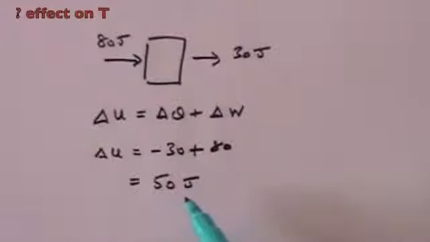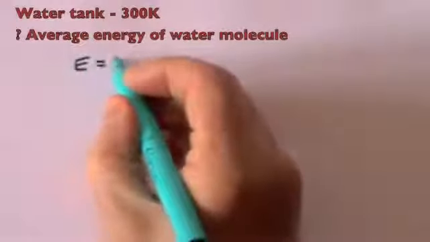If the internal energy goes up, the temperature goes up. Question 7. We have a tank of water at 300 K. First question, what is the average energy of a water molecule? Well, here we're going to use the formula that E equals kT.